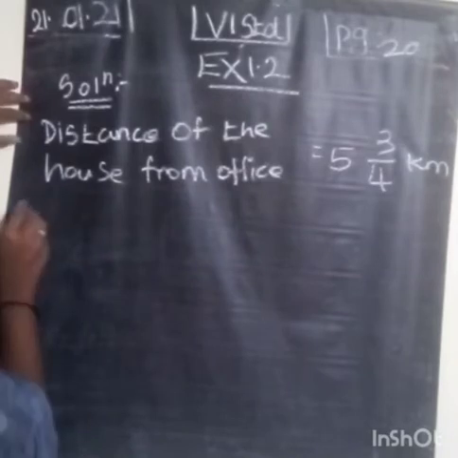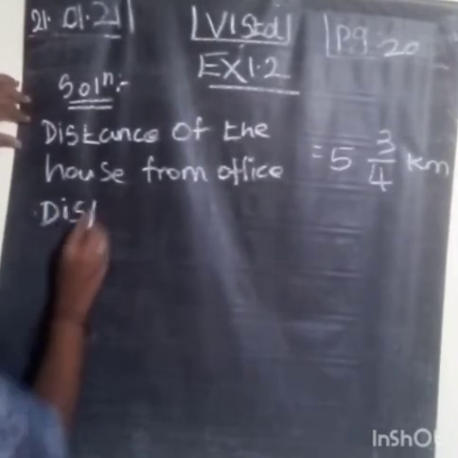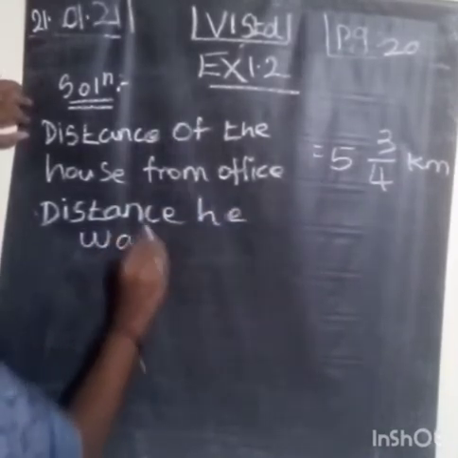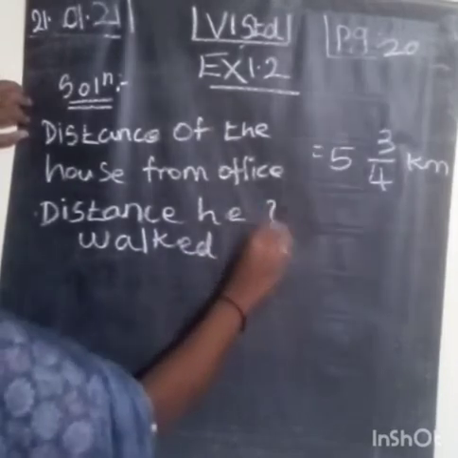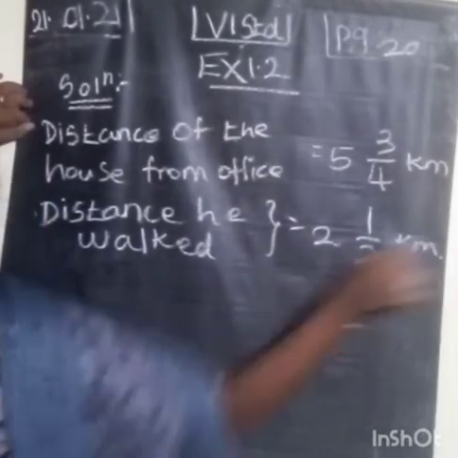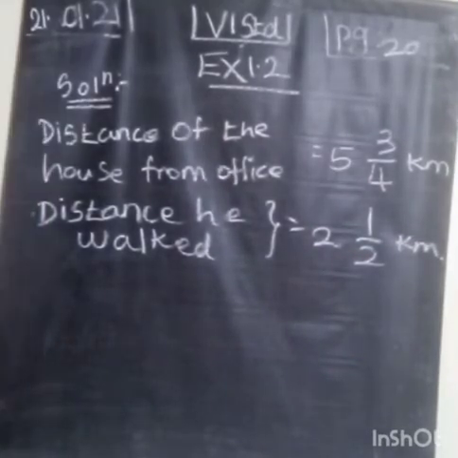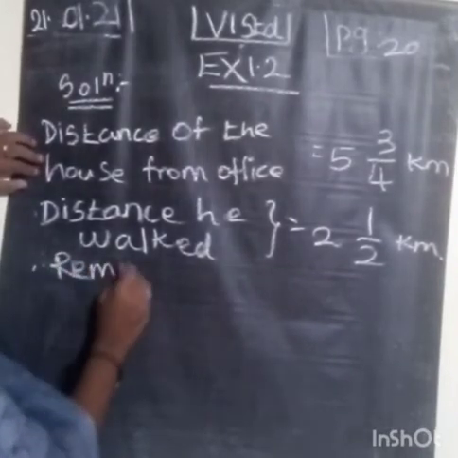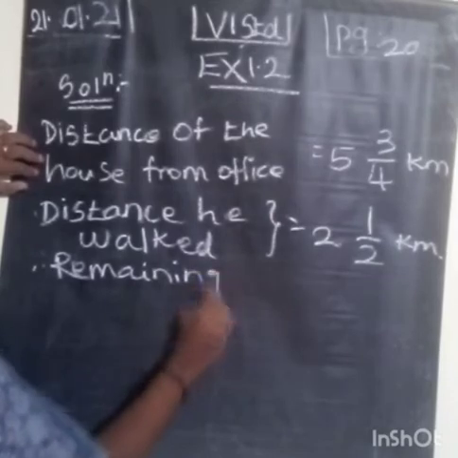And then the distance he walked is 2 1/2 kilometers. So here we have to find how much distance he still has to walk to reach his house. So the remaining distance.